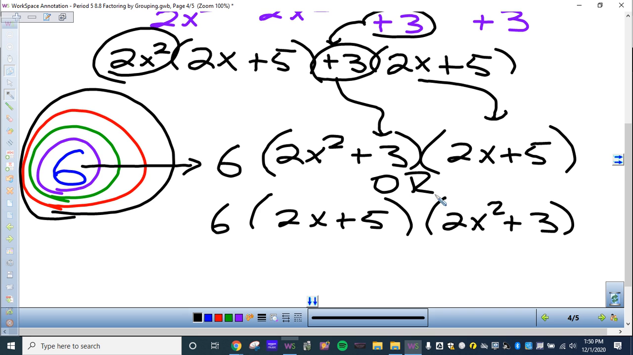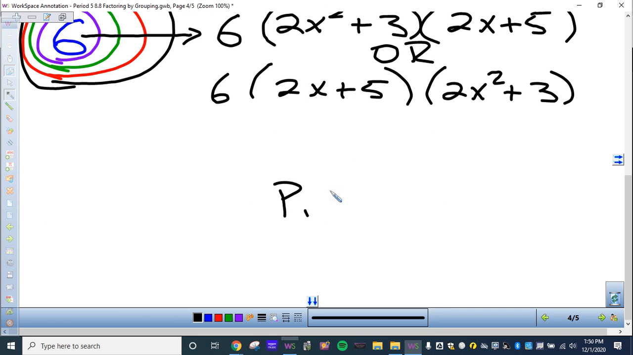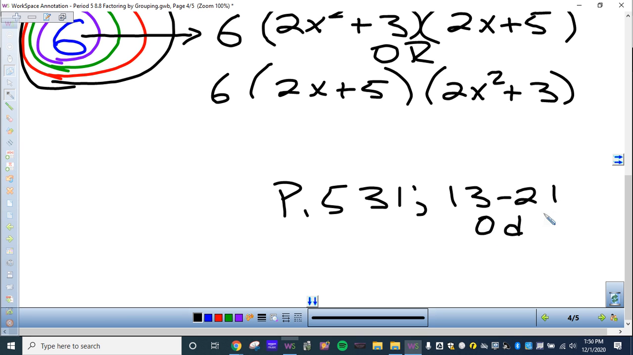Okay, so your homework is page 531. It's only 5 problems plus 2 challenge problems. 13 through 21 odd. And then your challenge problems are 41 and 44.